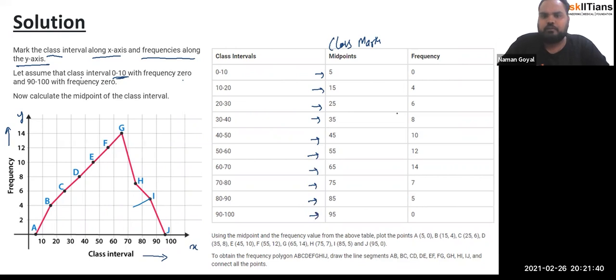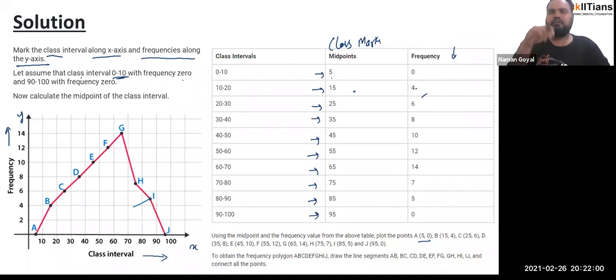Are you getting my point? And these are the corresponding frequencies. Now using the midpoint and the frequency value of the above table, plot the points. See, first point is what? 5, 0. A point is 5, 0. B is 15, 4. See, this point is on the x-axis. This point is on the y-axis.